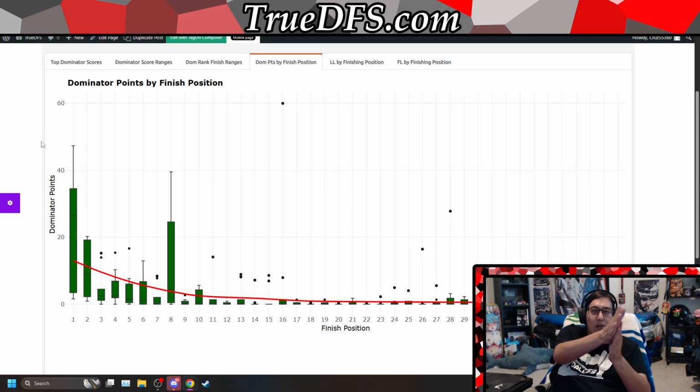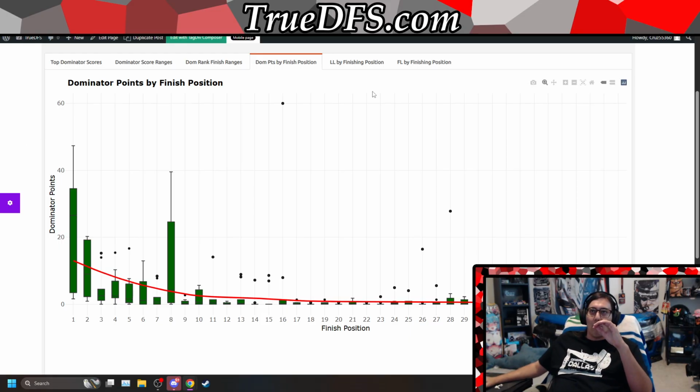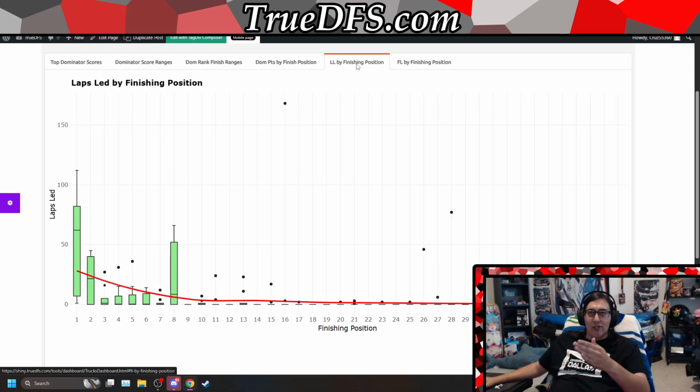You could also look at where these dominator points are versus finishing position. Now, yet again, this is just laps led and fast lap points. Where are these points being distributed? Typically, you're going to see them finish first or carry a lot of these points first and second, because obviously those are the drivers who are most likely leading these races, most likely getting to the end and winning the races, and so on and so forth. When we look at the laps led by finishing position, yet again, very similar.